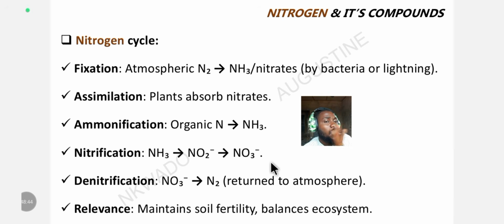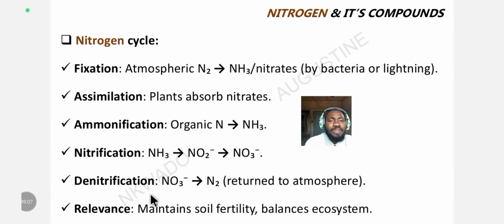So nitrification is oxidation. Ammonia is oxidized during nitrification. Then during denitrification, nitrate ion is reduced to nitrogen gas and it returns to the atmosphere to start the cycle again. And so it continues. The nitrogen cycle no dey stop. Alright?